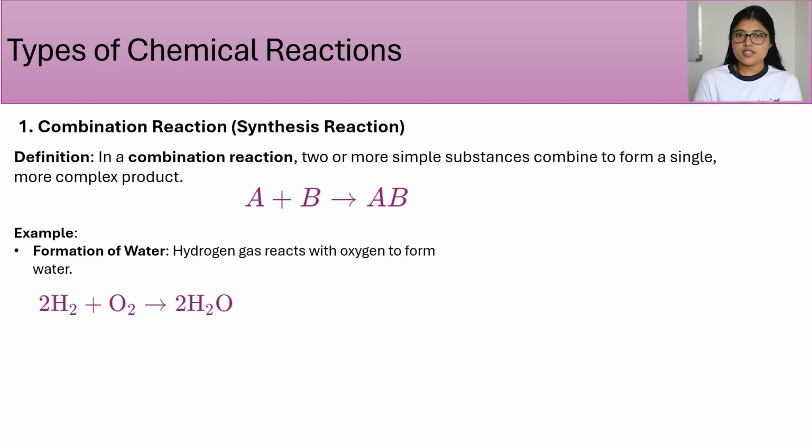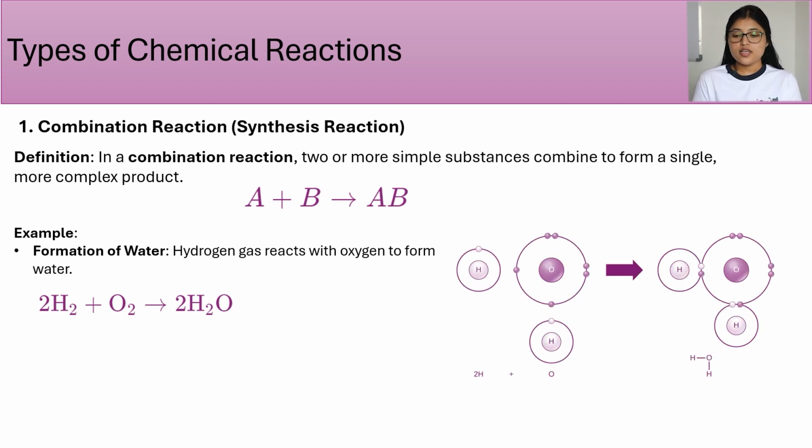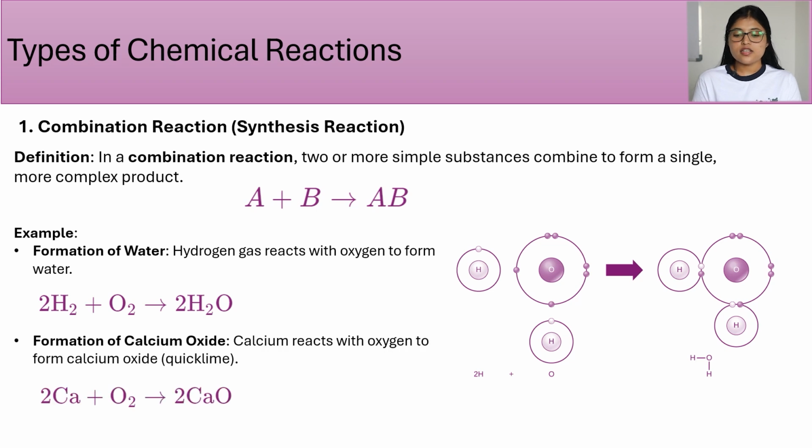An example of this is formation of water. Hydrogen gas reacts with oxygen to form water, and the chemical reaction is written as 2H2 plus O2 gives 2H2O. Here in the image on the right side, we can see two hydrogen molecules are reacting with one oxygen molecule in order to form a water molecule. Another example is formation of calcium oxide. Calcium and oxygen react together in order to form calcium oxide, which we also call quicklime.